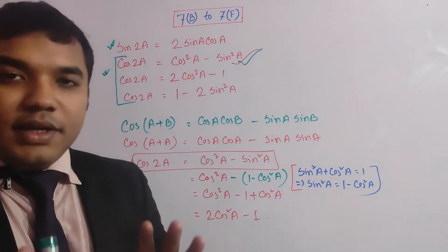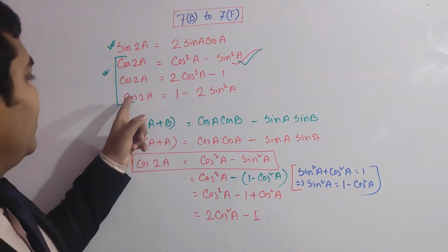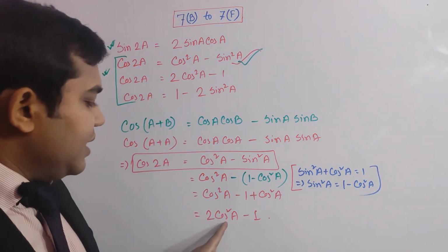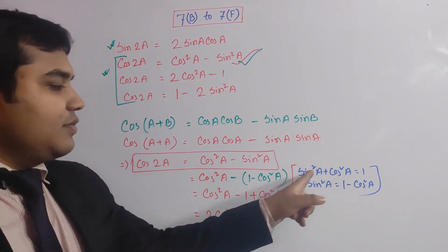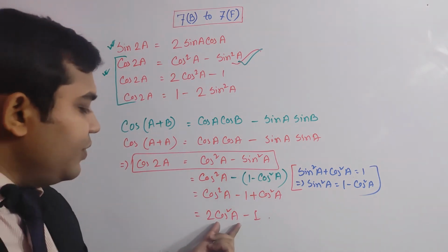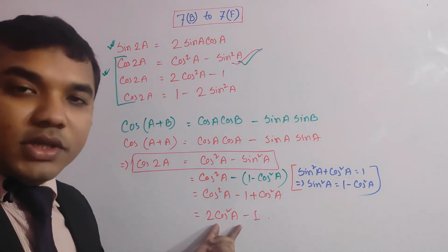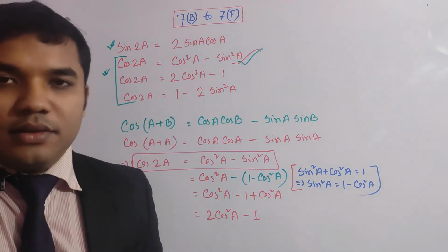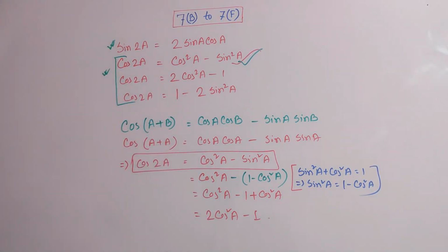Now it's time for you to prove cos 2a equals 1 minus 2 sin square a. I know that you can understand, because cos square a should be changed from here. So cos square a should be 1 minus sin square a. So if we write 1 minus sin square a in place of cos square a, then our proof will be done. Okay. Now let's have a look at our next part.